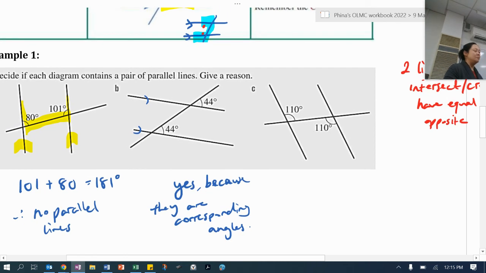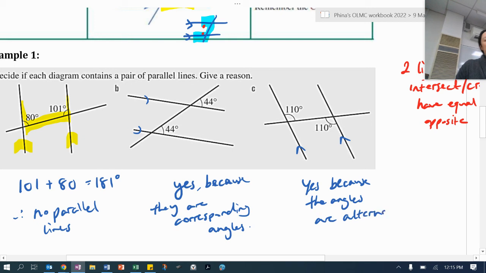All right, so C, we've got 110 and 110. These two will be the parallel lines that we're looking at. Are they parallel? Yes? Why? Good, yes, because they are alternate angles. The angles are alternate.